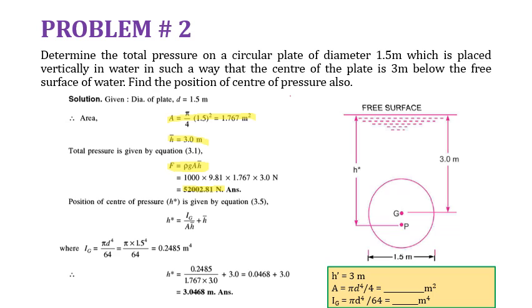And for HP we need IG. IG, you know, is pi d to the power 4 over 64. Put all the values in the formula and you'll have the location of the center of pressure, which is 3.0468 meters.